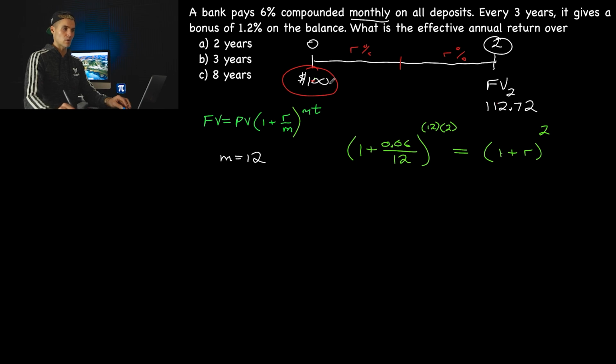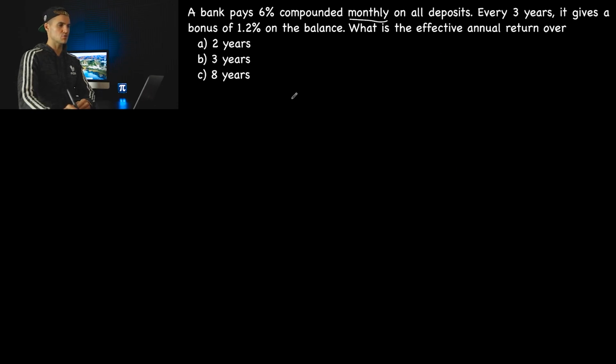But again, I just wanted to kind of show it in a bit of a longer way so you intuitively understand what's happening of how taking this 100, growing it to that. So then on average, what's the effective annual return that we earned over the 2 years, right? To get from that 100 to that 112.72 at the 2-year mark. So now moving on to part B, they're asking what is the effective annual return over 3 years.